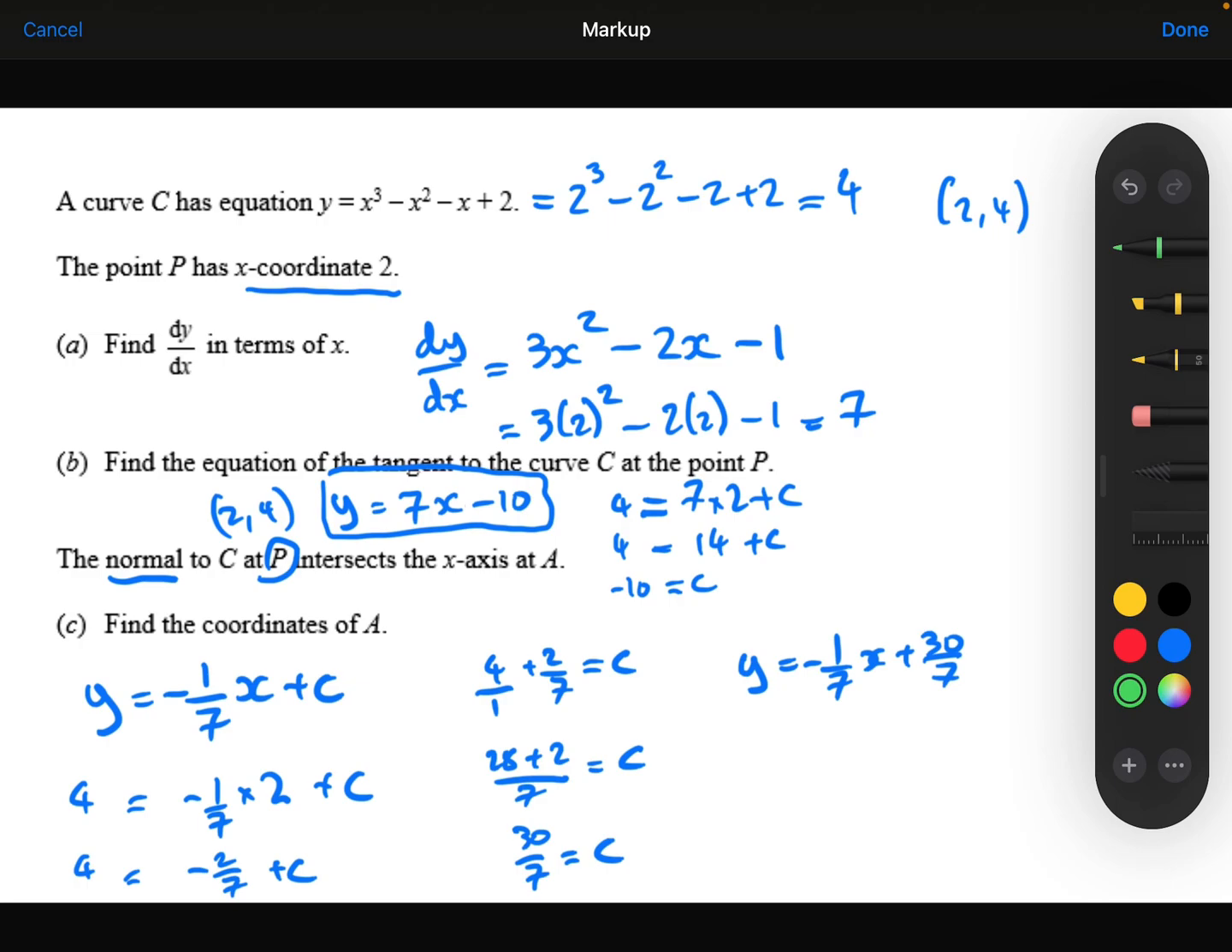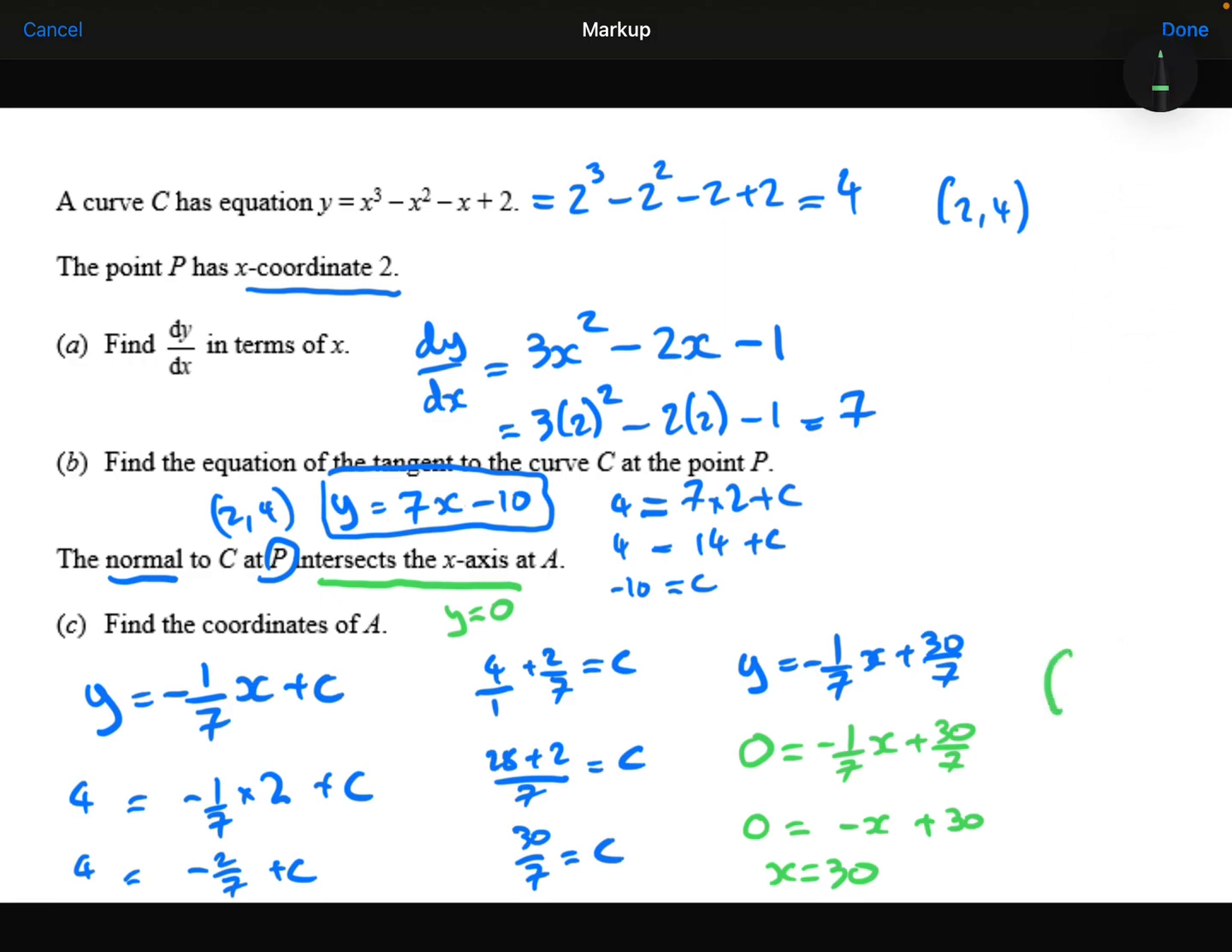Now where does that intersect on the x-axis? Well, intersecting on the x-axis is when y is 0. So if I make y 0 here, multiply through by 7, so x is 30. So the point A is the coordinate 30, 0.